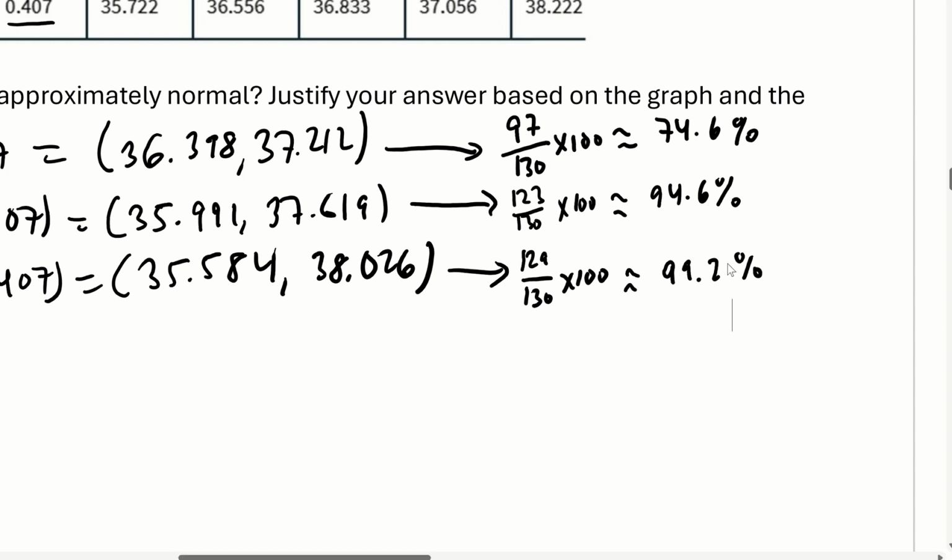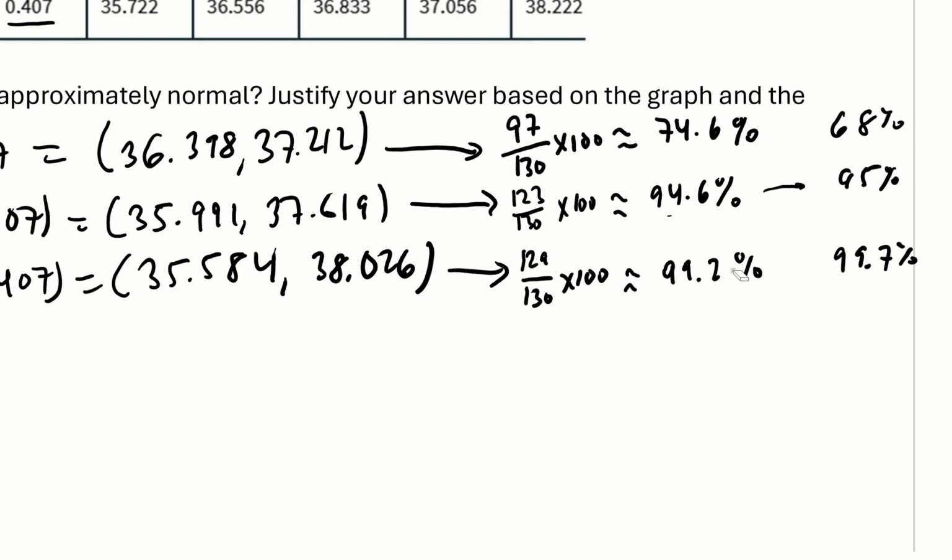Okay, so again, we got to compare that to the 68, 95, 99.7 rule. Now 99.2 compared to 99.7 is pretty good. 94.6 compared to 95 is pretty good. But the only part is the 74. The 74 is a little bit off. In fact, it's a little bit too off. It's about 6, almost 7% off. So that's really what's preventing it from being close to being approximately normal.